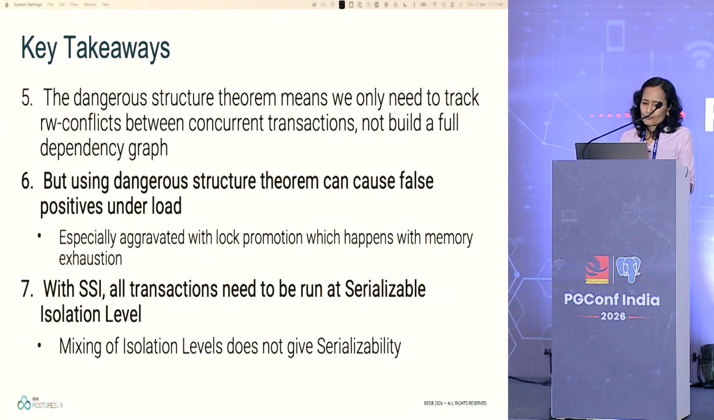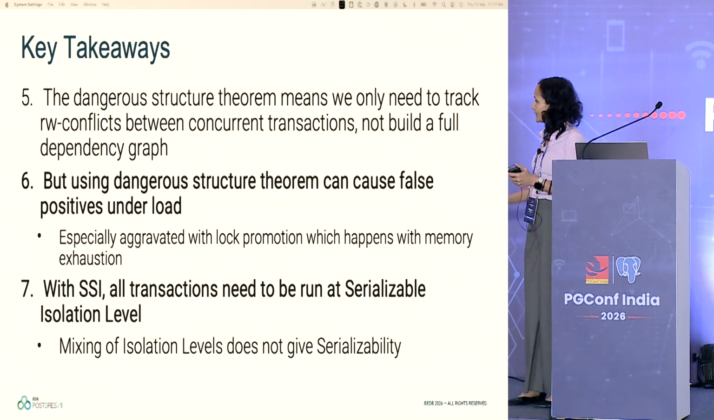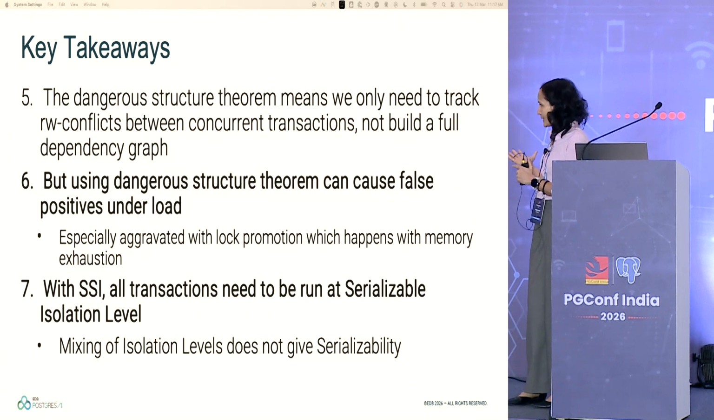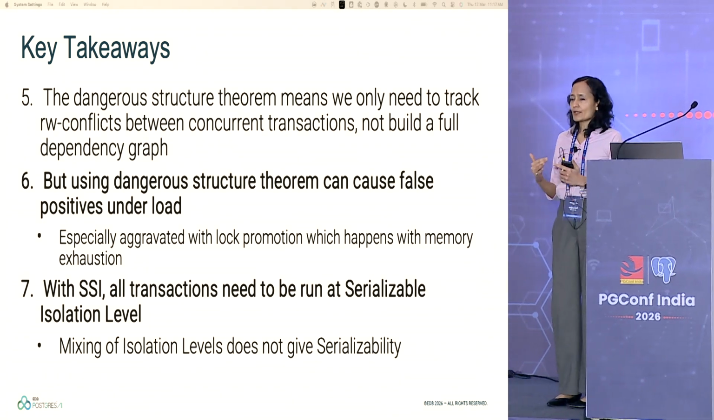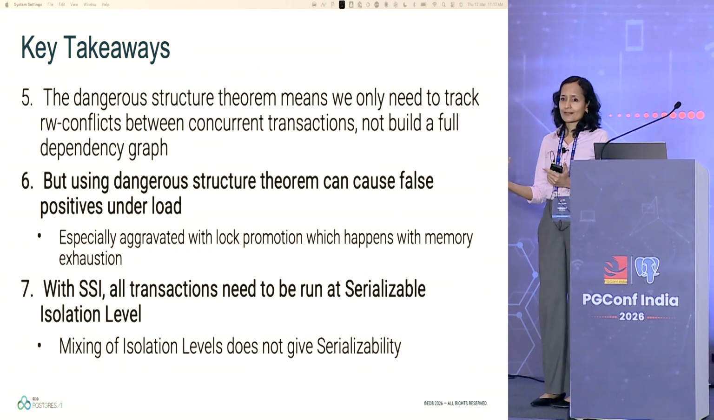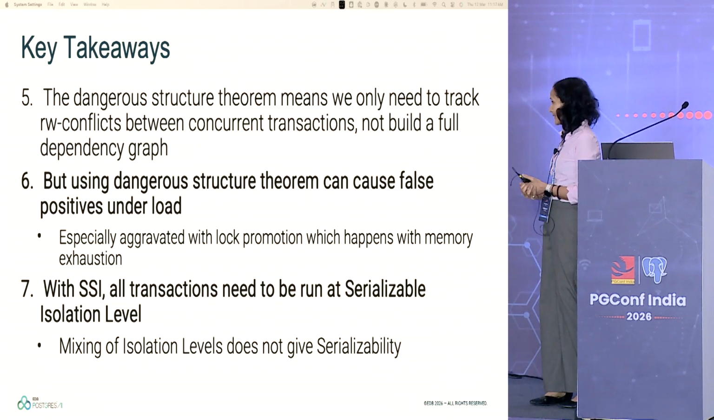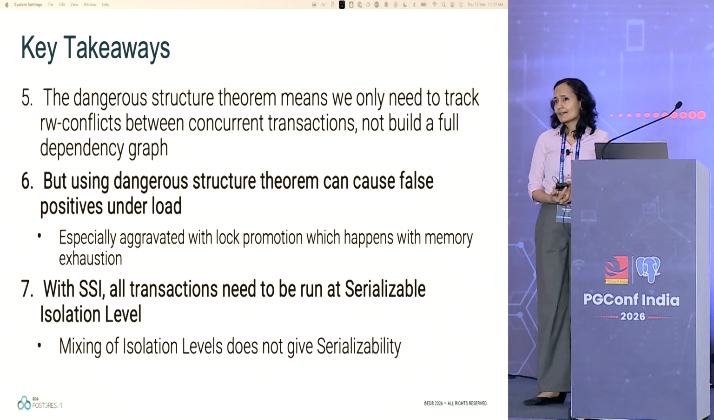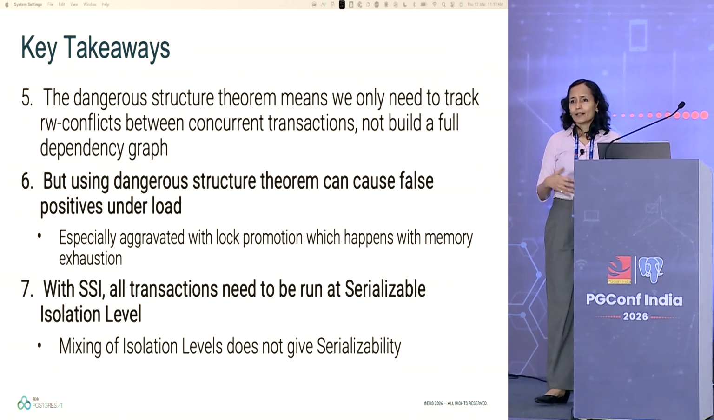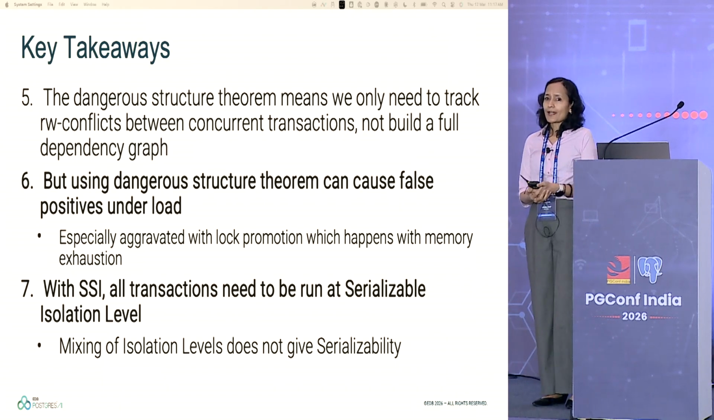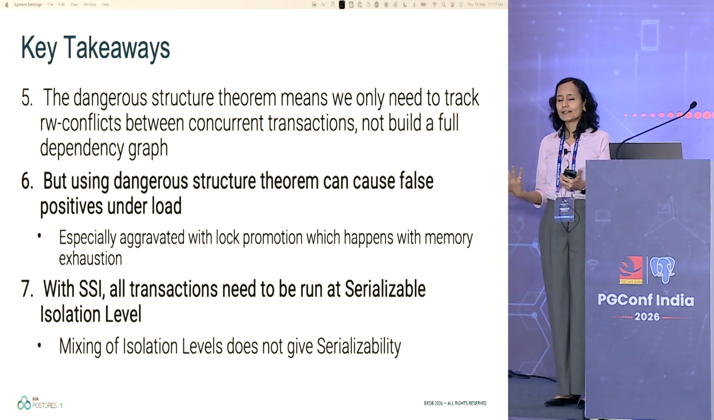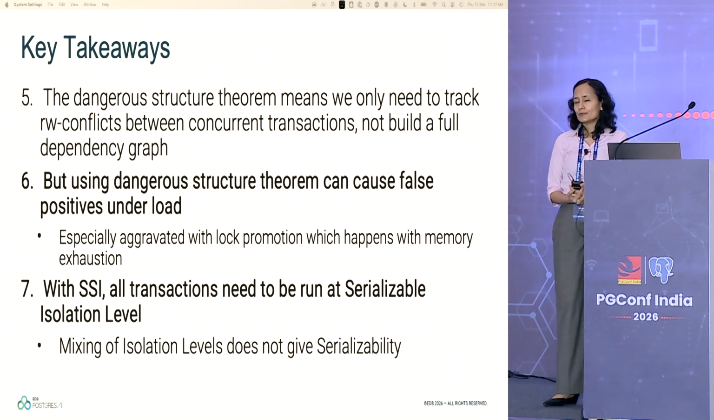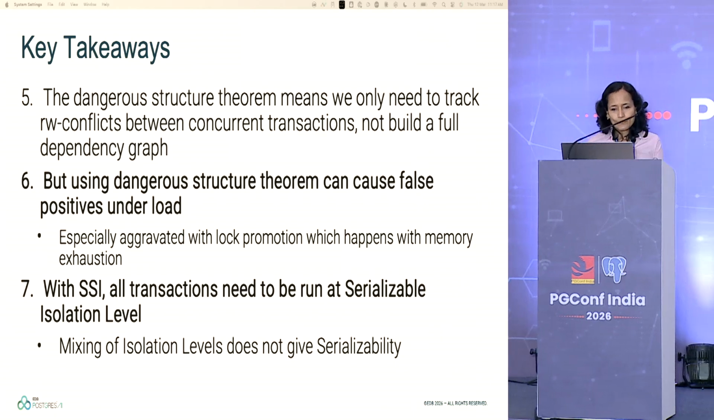One of the things with SSI is that all transactions need to be run at the serializable isolation level, because like we saw, the SSI machinery is separate, and just running one or two transactions which are pivot transactions, like the balance transaction we saw, at SSI is not helpful. It will not detect violations. As against this, in strict 2PL, strict two-phase locking, we could have a mix of transactions running at different isolation levels to give us serializability.